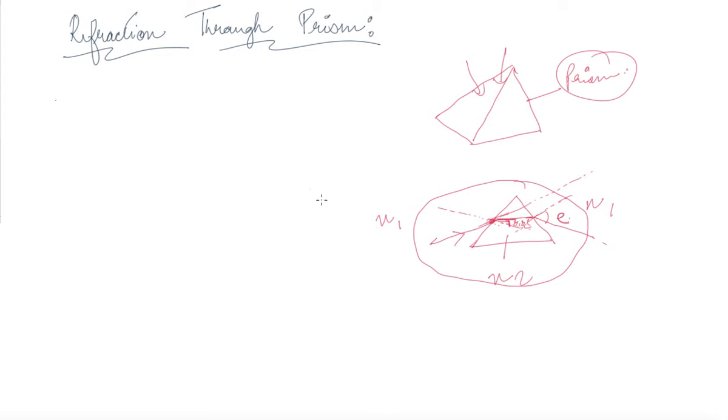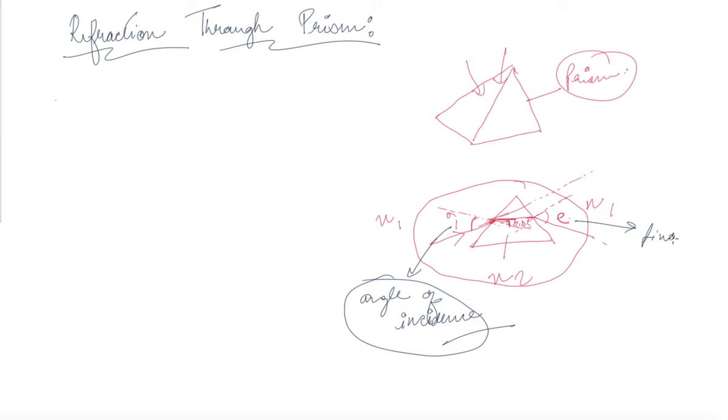Now let's see how are these angles related to each other. Now let's name this angle I. This is angle of incidence. Now this is the final angle. Angle E is the final angle, and we name this as angle of emergence.